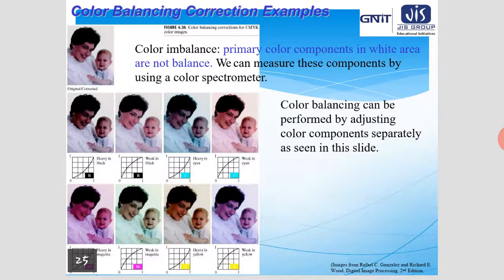Here we can see an example of color balancing correction. So what does color imbalance mean? The primary color components in white areas are not balanced. We can measure these components by using a color spectrometer. Color balancing can be performed by adjusting color components separately, as seen in the corresponding examples. Here we can see some examples by which we can easily balance the corresponding colors. So this is known as color balancing correction.